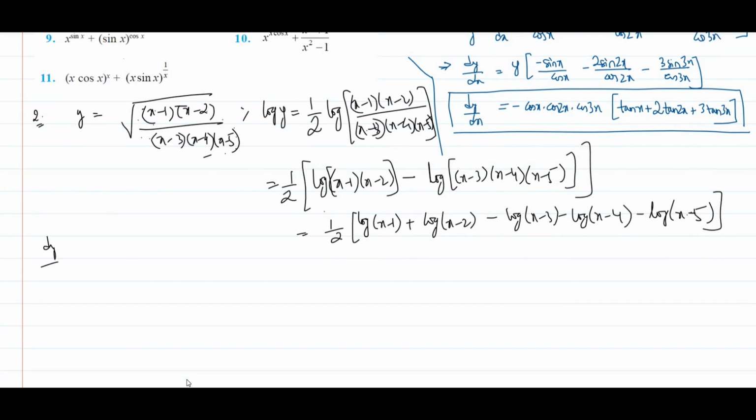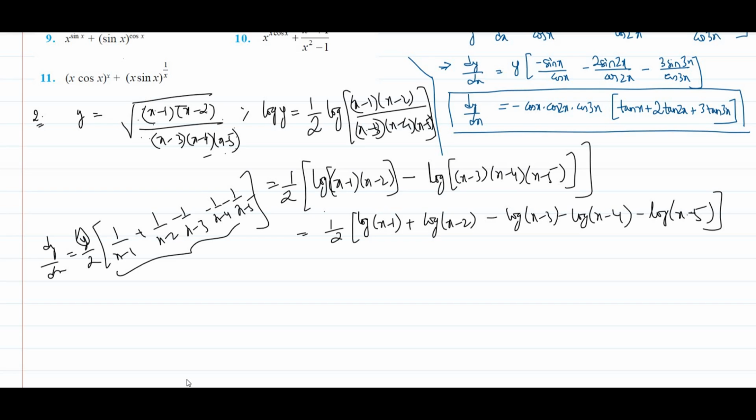The final answer dy by dx will be y by 2 times 1 by x minus 1 plus 1 by x minus 2 minus 1 by x minus 3 minus 1 by x minus 4 minus 1 by x minus 5. Now you can put the value of y and you can arrange this if you want, or you can keep it like this. There is no harm in it.